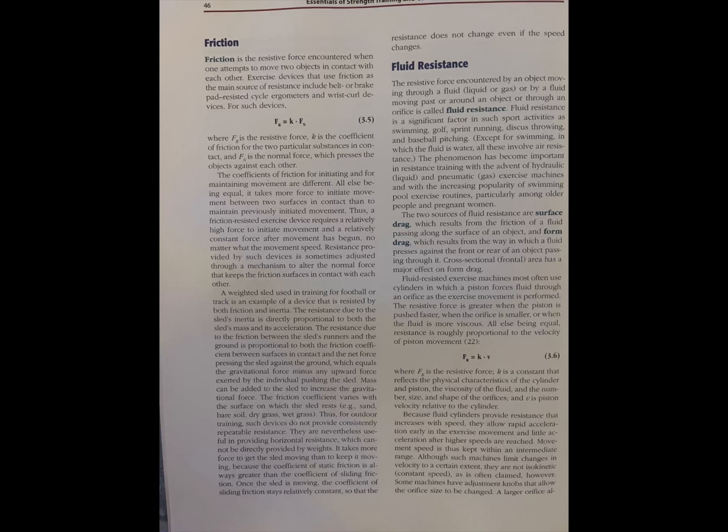its acceleration. The resistance due to the friction between the sled's runners and the ground is proportional to both the friction coefficient between the surfaces in contact and the net force pushing the sled against the ground, which equals the gravitational force minus the upward force exerted by the individual pushing the sled. Mass can be added to the sled to increase the gravitational force.